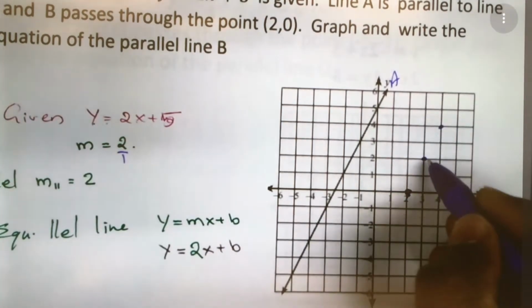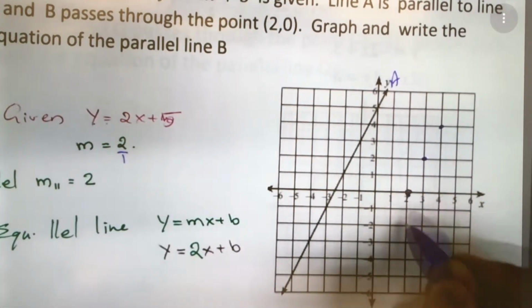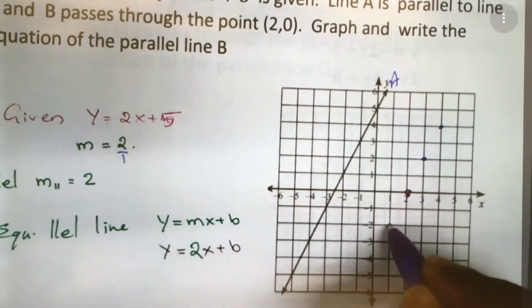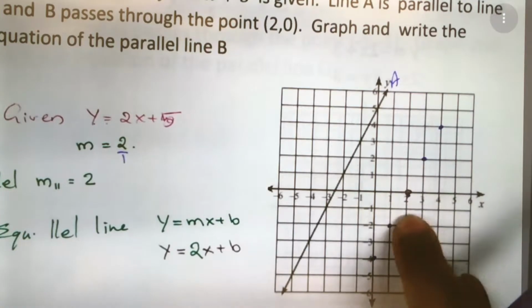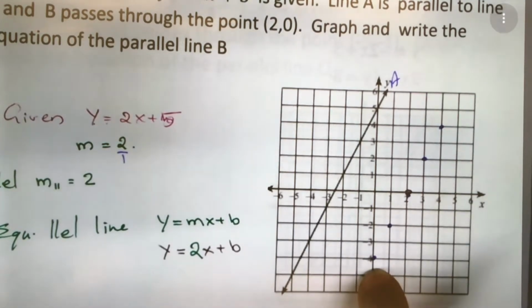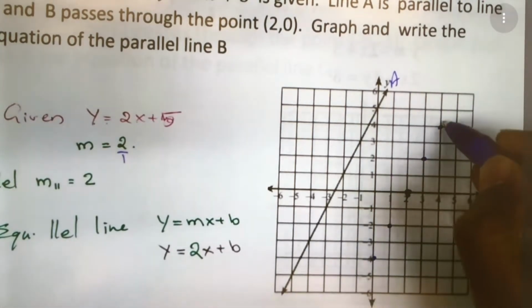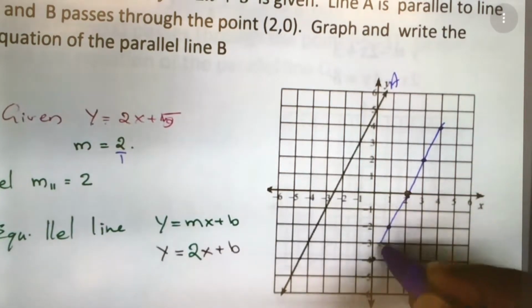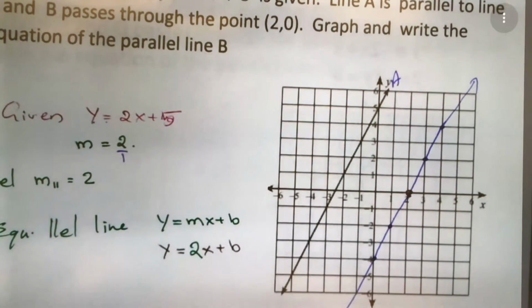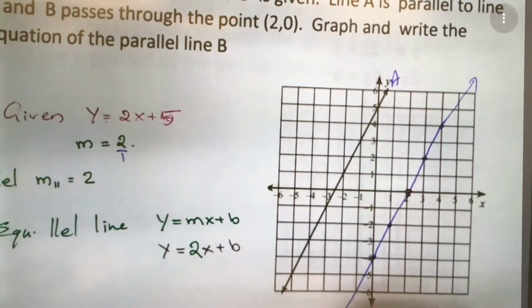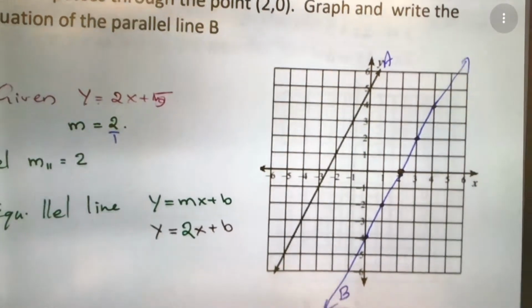If we go backwards, it is 2 down, 1 left; 2 down, 1 left. Look here, when you keep doing that, we end up on the y-axis at -4. So I can draw the line. This is line B, which is parallel to this line.